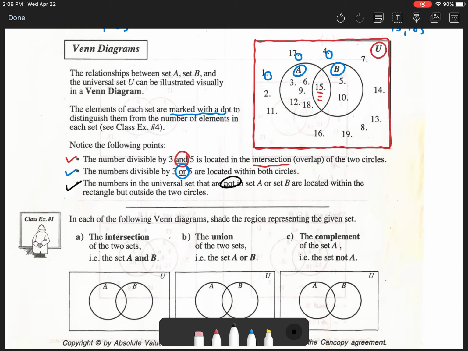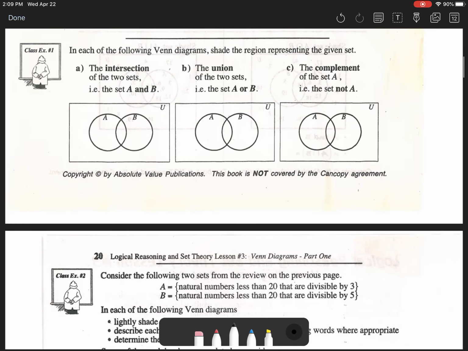And then lastly, the numbers in the universal set that are not in set A or set B are located in the rectangle but outside the circles. So again, that's your 1, 17, 4, 7, 14, 13, 18, 19, 16, 11, and 2. Those are all the numbers inside the universal set, but are not divisible by 3 or 5.